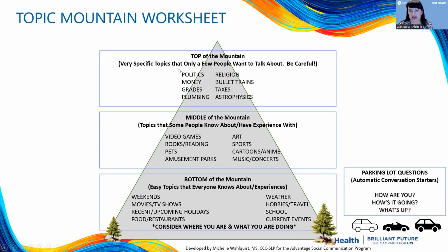And then top of the mountain topics are topics that you need to be careful with. So these are topics like politics, religion, very, very specific topics like bullet trains or astrophysics or taxes. You generally don't start a conversation here at the top of the mountain. You start at the bottom and maybe work your way up depending on who you're talking to.